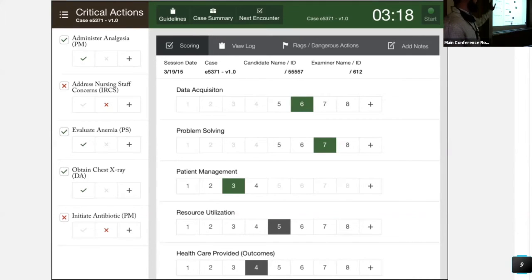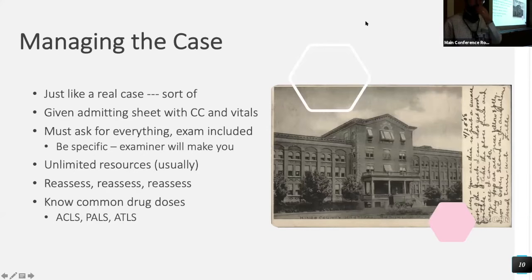Just know these are the things that they're going to test you on. You want to hit all your critical actions to make sure you get 5s and 6s at least, not all of them, and you'll probably pass the exam. So how do you actually manage these cases, right? The demo is going to hopefully show that, but these are just some pointers that I want to tell you, as well as what ABEM will tell you.